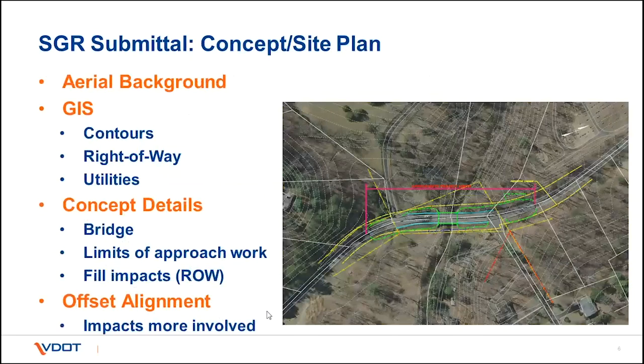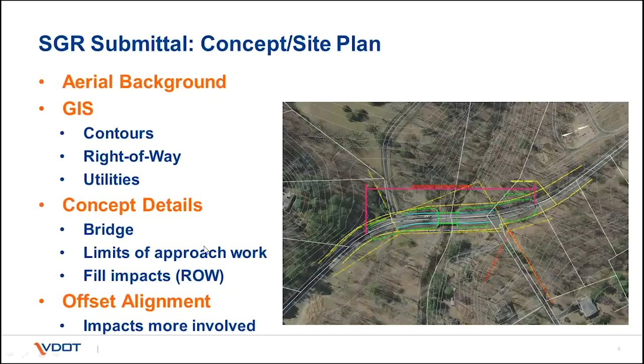Moving to the concept site plan, this is one example of what it might look like. You'd have an aerial background. You can use GIS mapping for the contours, right-of-way, and utilities. Some locality GIS information will have floodplain information and all sorts of other information in addition to that. We would like to see the concept details, the location of the bridge, the approach work, and any fill impacts.